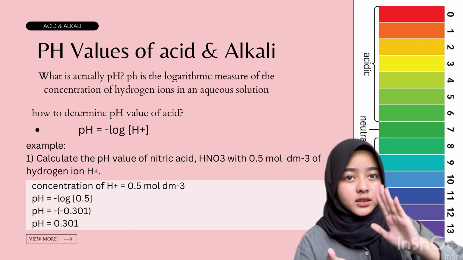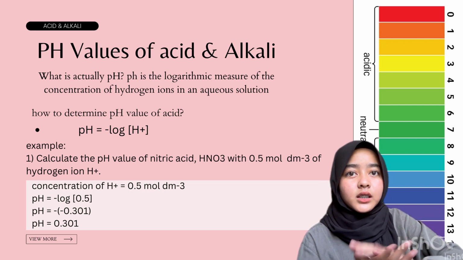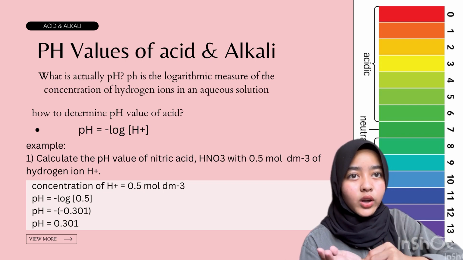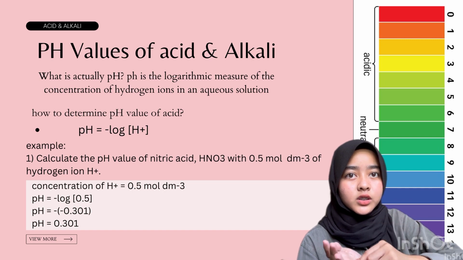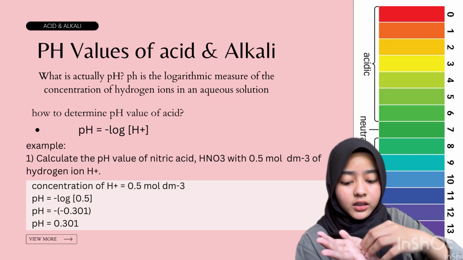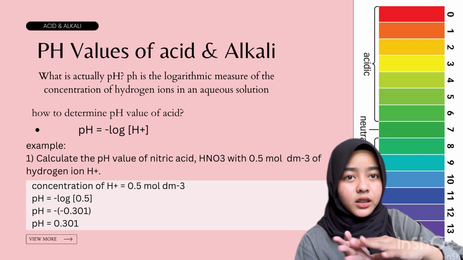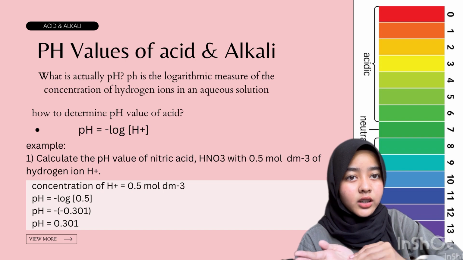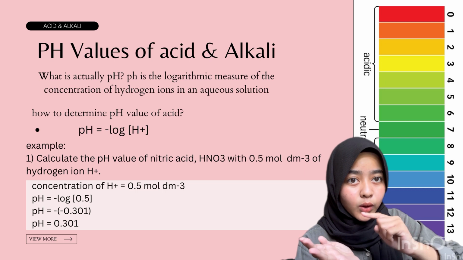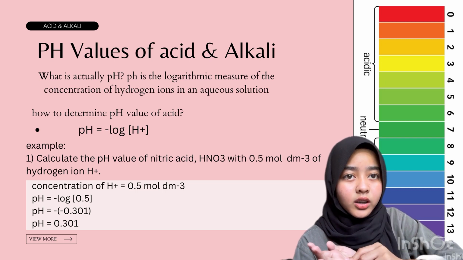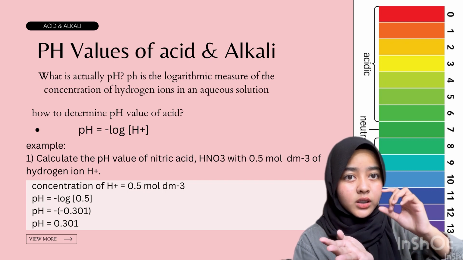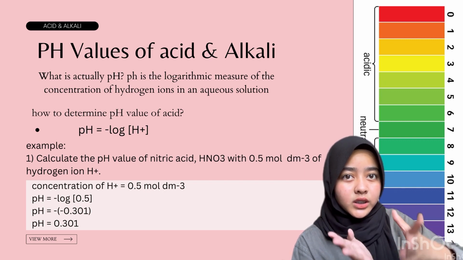Let me give you an example. For example, calculate the pH value of nitric acid HNO3 with 0.5 mol dm-3 of hydrogen ion H+. Okay, we see that in the question it gave us the concentration of hydrogen ion, which is 0.5 mol dm-3. We can use the formula pH equal to negative log [H+] and substitute the 0.5 into the [H+], because [H+] is the concentration, right?